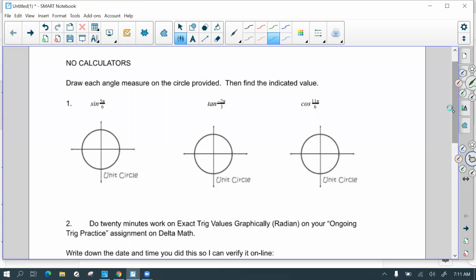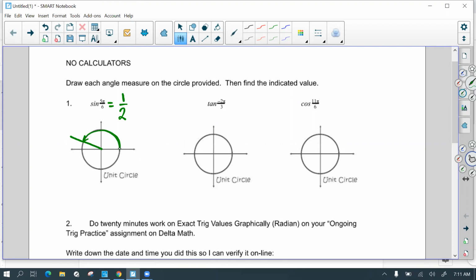So we want to draw the angle and evaluate. 5 pi over 6 is in the second quadrant. It's 150 degrees. And notice it's in the second quadrant, sine is y, so it must be positive, and it is positive 1/2.